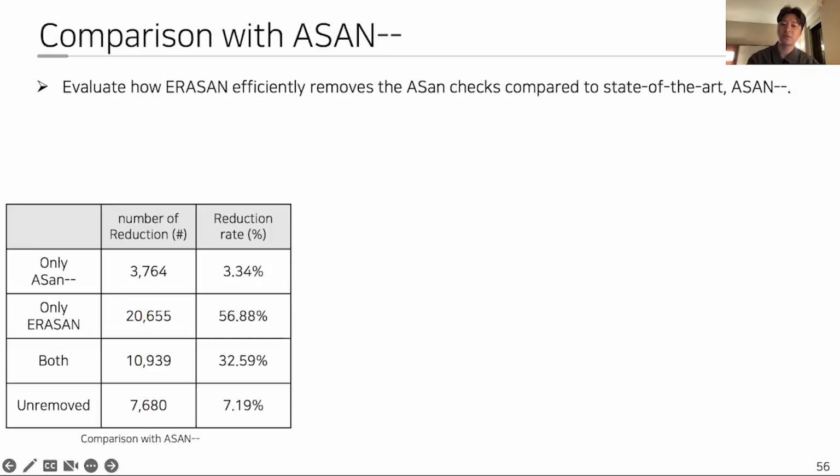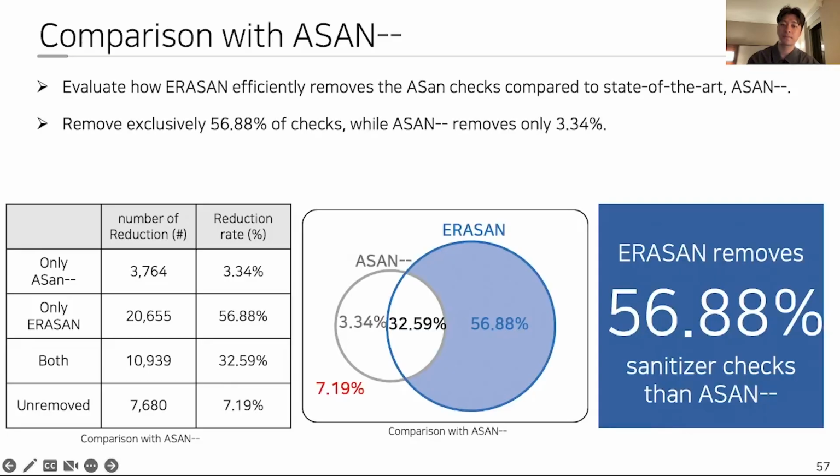Lastly, we check reduction rates to evaluate how efficiently ERASAN removes the memory checks compared to the state of the art, which is known as ASAN--. As shown in the result, ERASAN can remove 56.88% of checks that even ASAN-- cannot remove, because it identifies the redundant checks more precisely regarding the Rust environment.